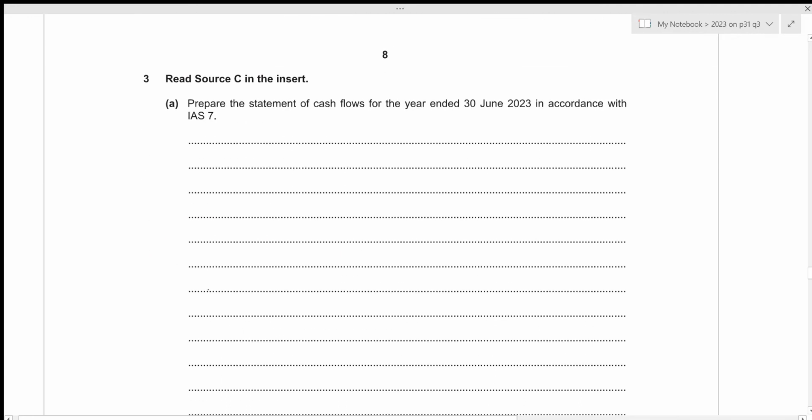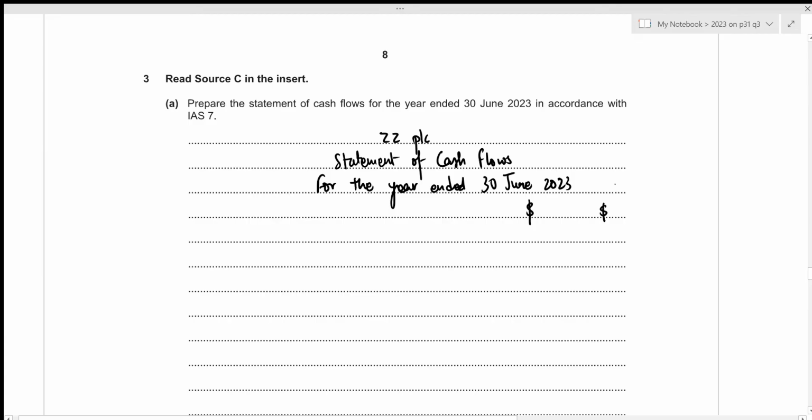Now we will prepare the statement of cash flows. And remember, this is for ZZ PLC. We're preparing statement of cash flows. And this is for the year ended 30 June 2023. We'll first start with our operating activities section. So cash flows from operating activities. And remember, the first item to be included in this section will be profit from operations.